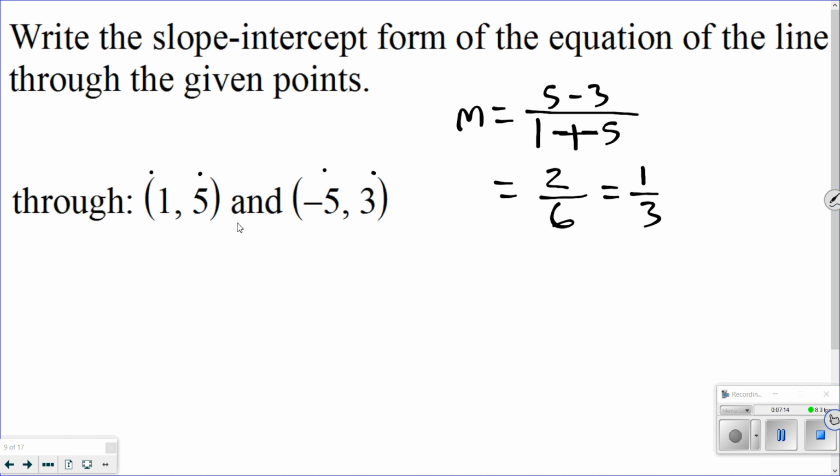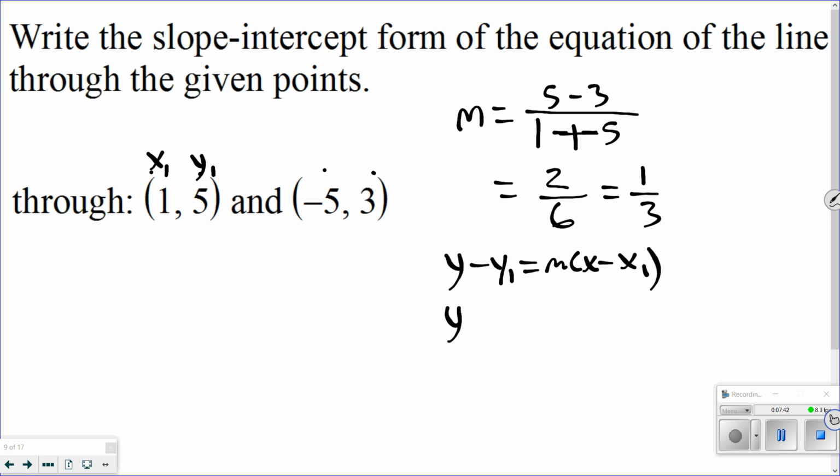Okay, decide which formula to use. Slope-intercept, I have to know the y-intercept. Well, 1, 5 is not the y-intercept, either is negative 5, 3. So I've got to use my second formula, point slope. So I got the slope, I just need a point. So pick one of those two to be the point. Again, it's up to you which one you use. I'm going to use this one right here. So it's x1, y1. Plug in your numbers.